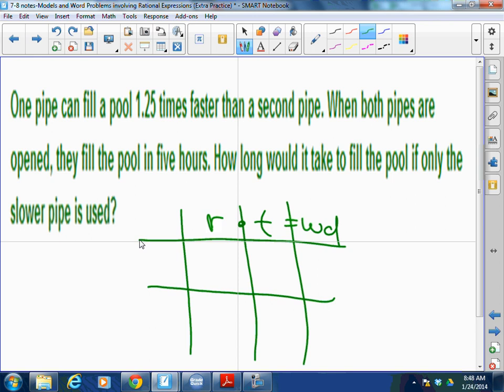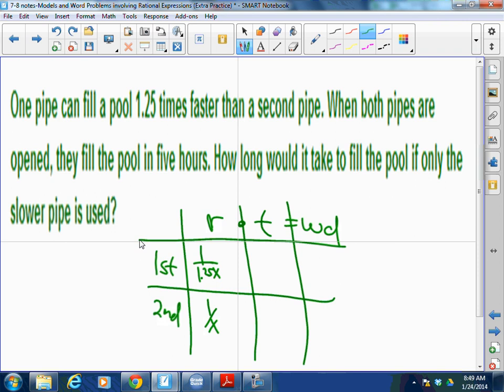And I have 1 pipe can fill a pool 1.25 times faster than the second pipe. So we got first pipe and second pipe. The rate is 1.25 times faster than the second pipe. I have no idea what the second pipe's rate is, so I know it can do 1x of the job every hour. The first pipe can do 1 over 1.25x of the job per hour. Are you with me there so far?